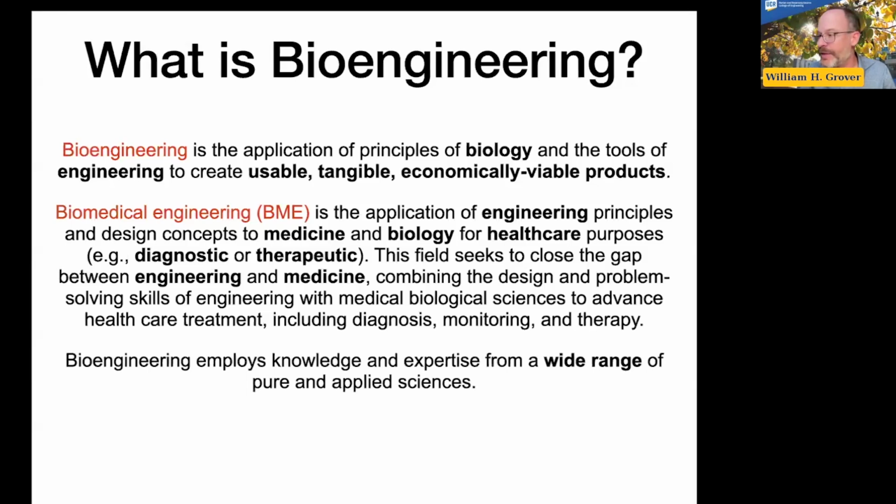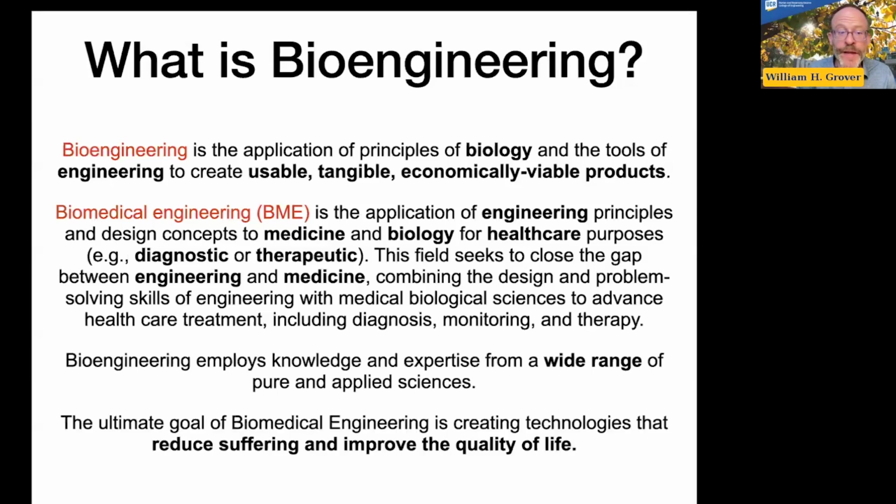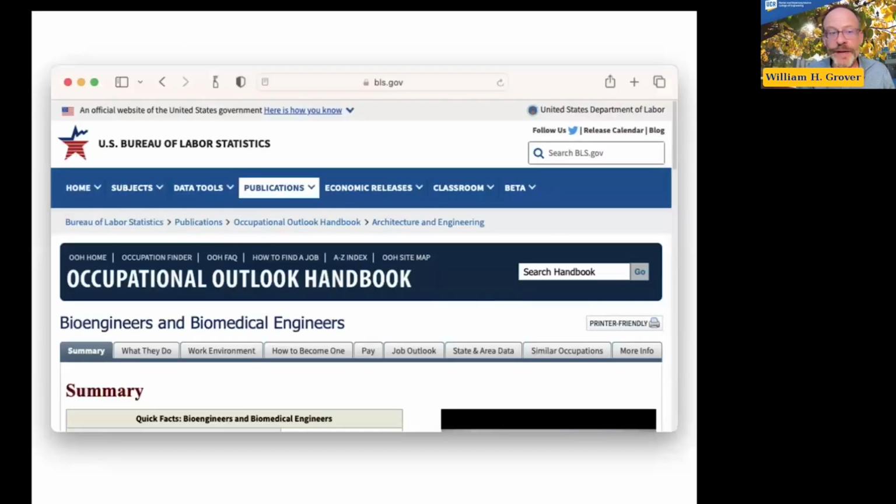So we're interested in employing knowledge and expertise from a wide range of pure and applied sciences. That's another thing that I think attracts folks to this discipline. It requires a broad view of a lot of different fields because, well, human health problems are difficult, right? Challenges we face in medicine require input from all kinds of different disciplines, not just biology, but chemistry and physics and math and computer science, and definitely the engineering principles as well. The ultimate goal of biomedical engineering is creating technologies that reduce suffering and improve the quality of life. So hopefully something I said on that slide resonates with you. If it does, then this might be the right major for you.